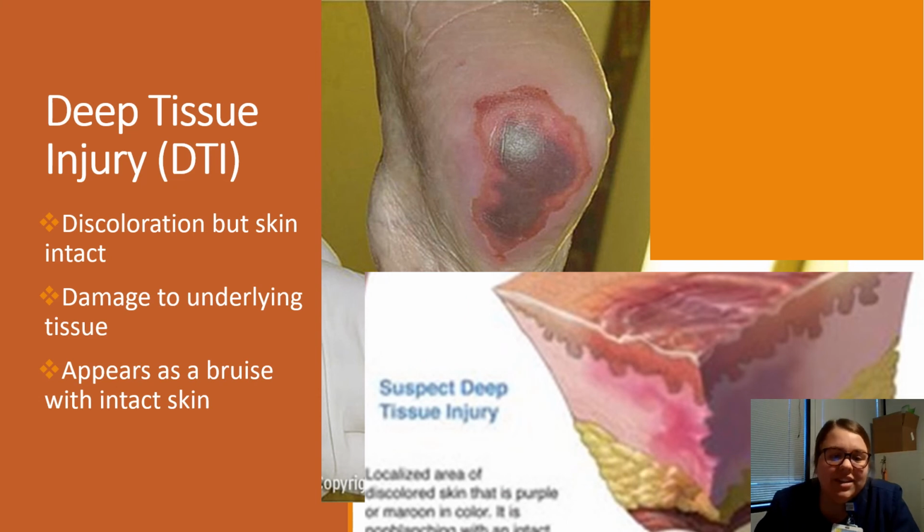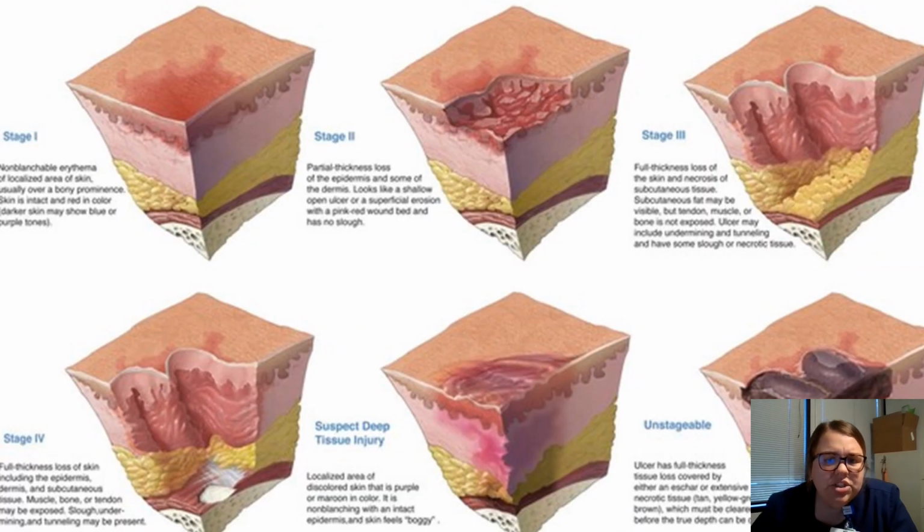So then there is a deep tissue injury, a DTI. This is discoloration, but the skin is intact. There's damage to the underlying tissue. So, excuse me, it's localized. So this is the heel. So it appears as a bruise, but with intact skin. So this is just to show you an animation of what each part looks like.